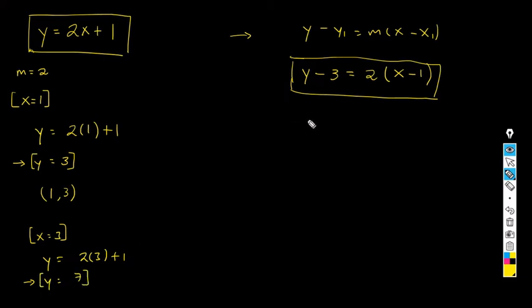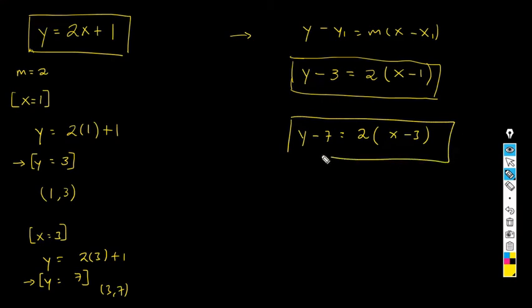Okay, so let me write another equation in the point slope form, but now with this point 3 comma 7. So that would be y minus 7 equals, the slope remains the same, times x minus 3. This equation, even though it looks different to this one and to this one, is in fact the same. All these three equations represent the same line. They only look different. That doesn't mean that they are different.